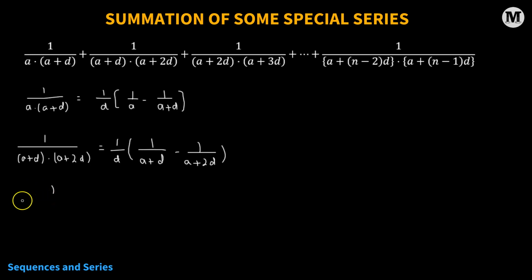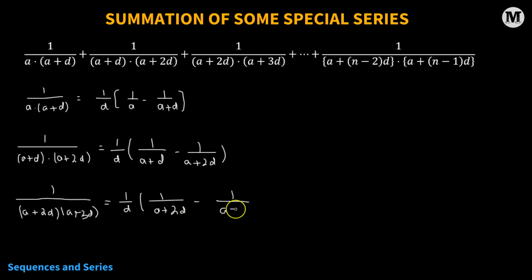Similarly, we come to the third term. We have 1 over a plus 2d multiplied by a plus 3d. So this can be again broken down as 1 over d multiplied by 1 over a plus 2d minus 1 over a plus 3d. Fine.